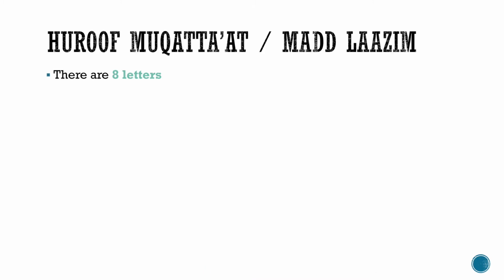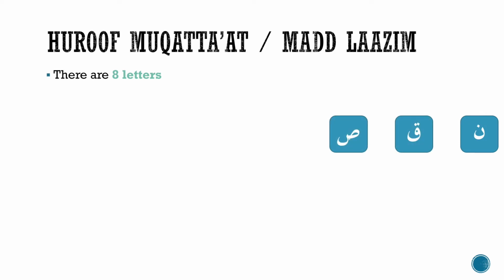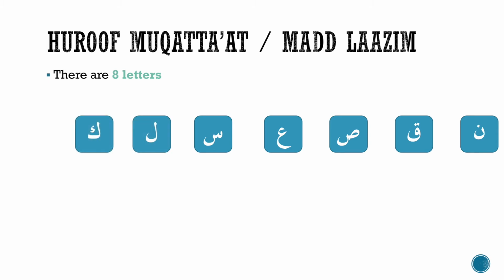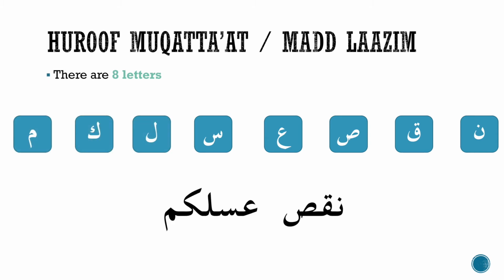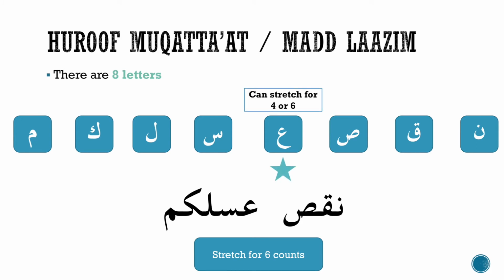Now we will have a look at Huruf Muqatta'at associated with Mad Lazim rules. There are 8 letters: Noon, Qaf, Sad, Ain, Sin, Lam, Kaf, and Mim. And we will remember it with the word Naqs Aslakum. We will stretch for 6 counts. The letter Ain we can stretch for 4 counts or 6 counts, as Ain is associated with Huruf Leen.